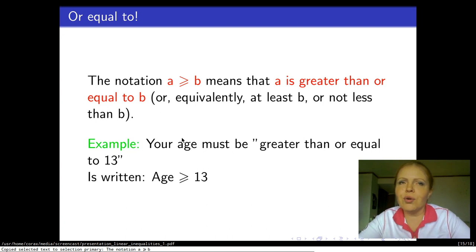For example, you're going to watch a movie in the cinema, and there is a rule: you cannot watch the movie alone if you are younger than 13. So you have to be at least, or no less than, 13 years. You can be 14, 15 and older, but not younger than 13. 13 is also possible. So this is about greater than or equal to and less than or equal to.